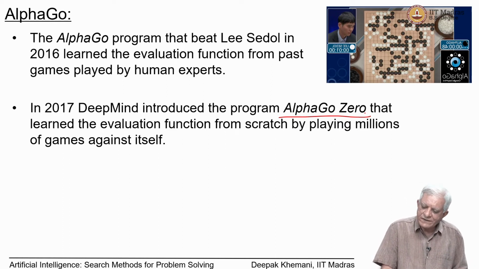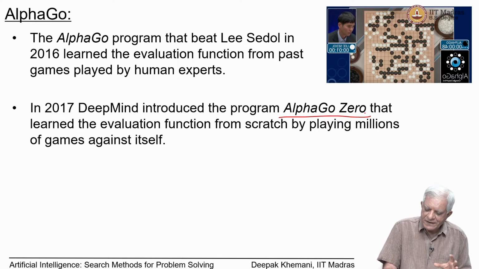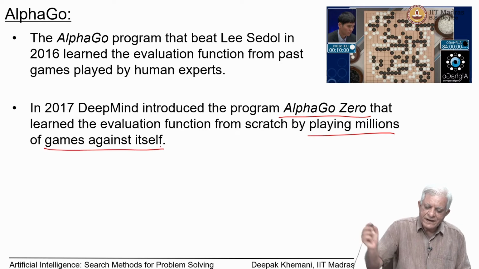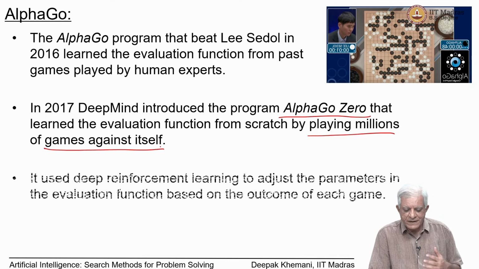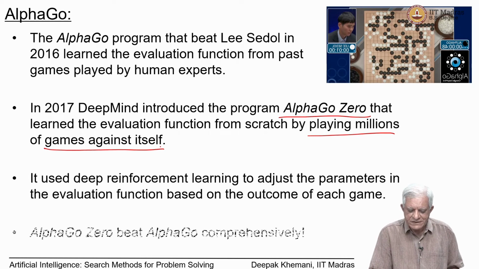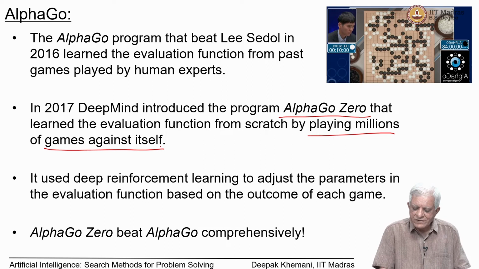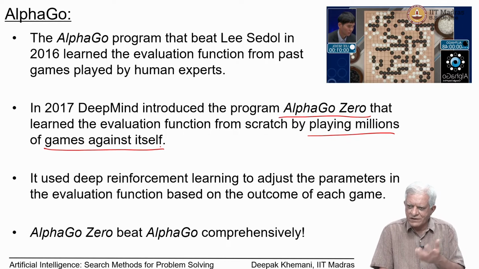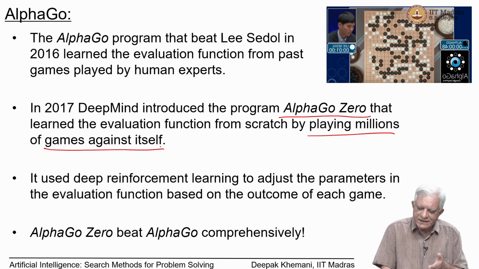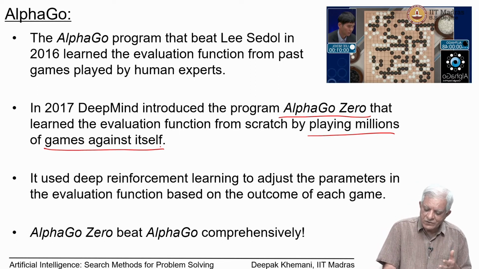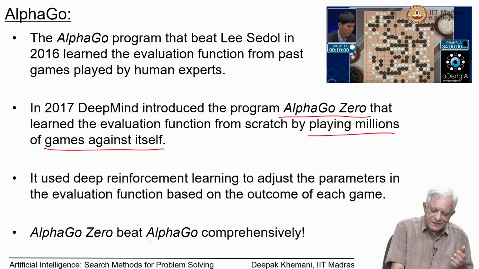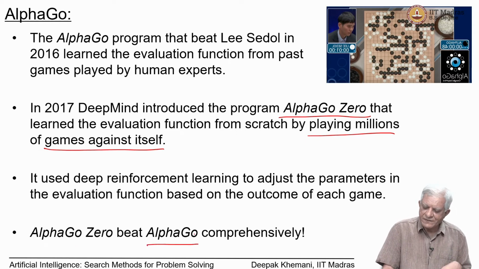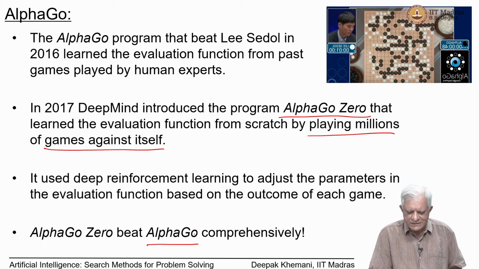They just gave the rules of the game to the program, and the program played millions of games against itself, and using this process called reinforcement learning, it learned the evaluation function essentially. So, using deep reinforcement learning. So, what do you mean by learn the evaluation function? For example, in chess, what is the weight of the king, what is the weight of controlling the center? These are parameters that you can tune and learn essentially, and this is what AlphaGo 0 could do by itself. So much so that it beat its predecessor AlphaGo comprehensively, I think 100 games to 0 or something like that.